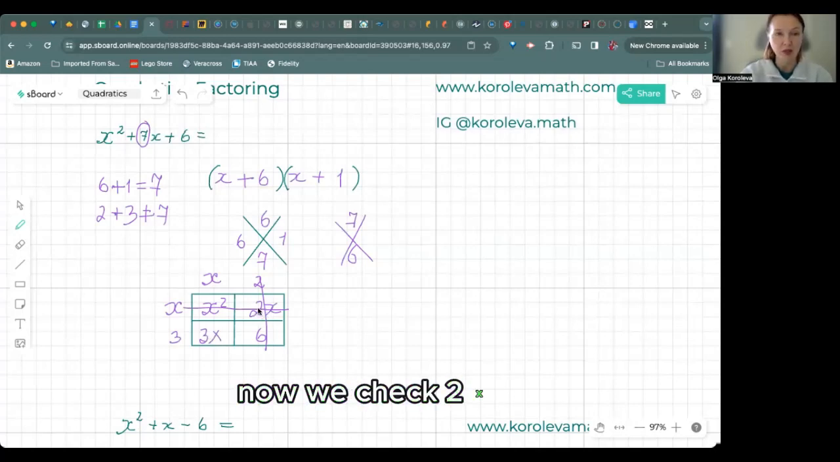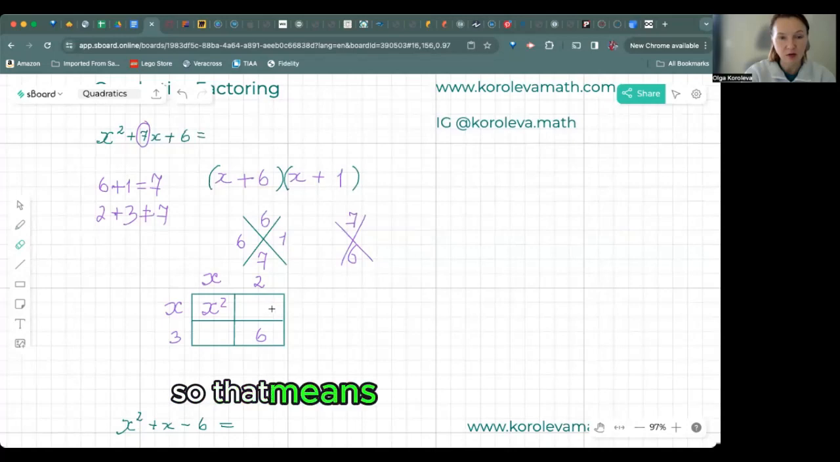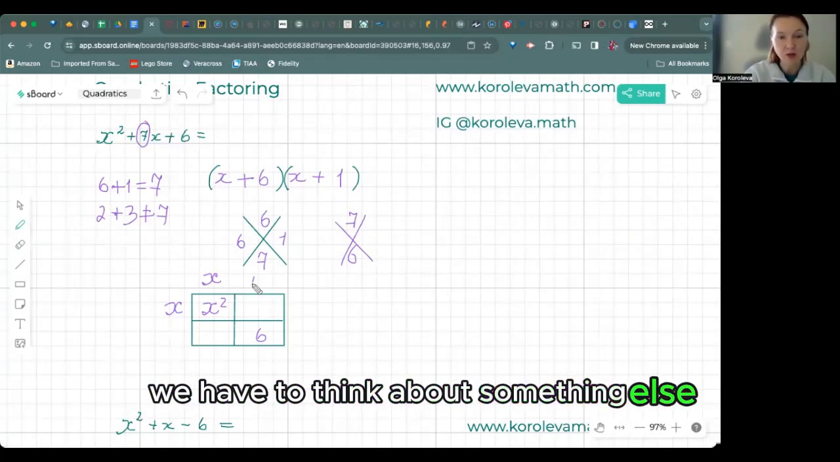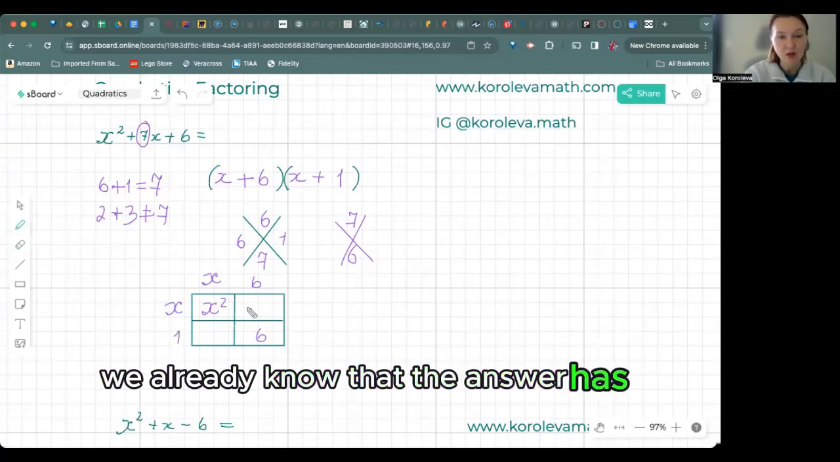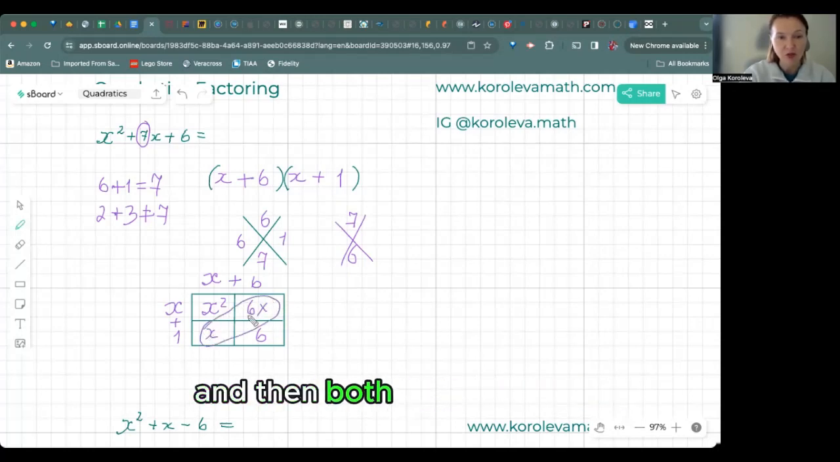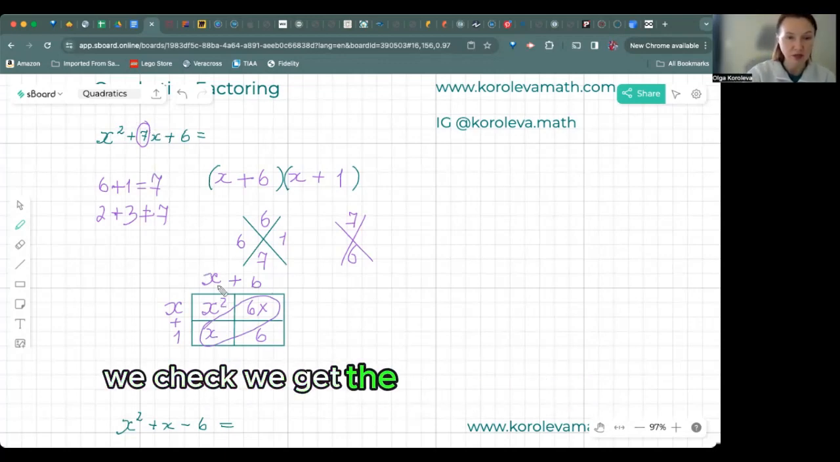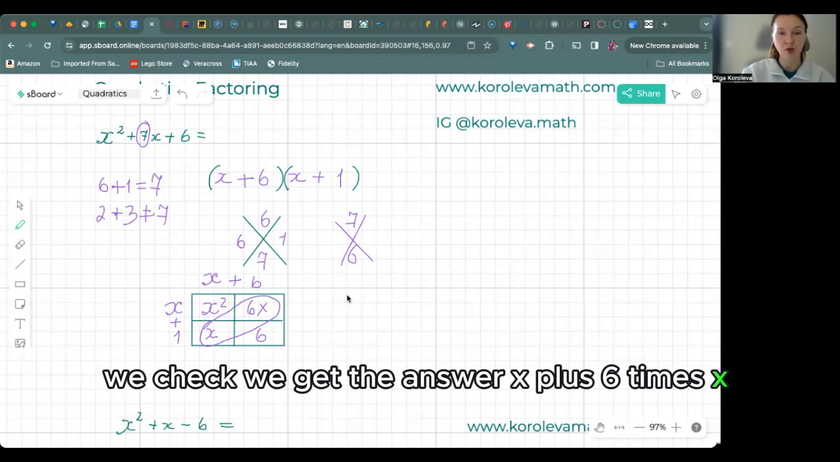Now we check. 2x plus 3x, does it add up to 7? Oh, no, it does not. So that means that our 2 and 3 did not work. We have to think about something else. We already know that the answer has to be 6 and 1. They're both positive numbers. So you have 6x, you have 1x, which is x, and then both of those numbers together give you 7x. We check, we get the answer x plus 6 times x plus 1.